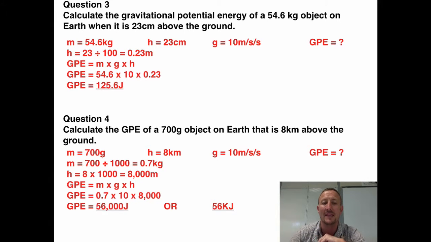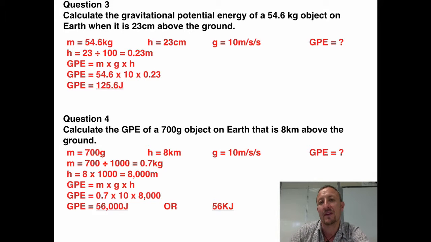Now I've got my mass in kilograms, I've got my height in meters, my acceleration due to gravity is always 10 meters per second on Earth, so I just substitute into my formula mgh. So I end up with 0.7, which is the mass, multiplied by the acceleration due to gravity on Earth, which is 10, times the height, which is 8,000 meters, so I get 56,000 joules. Well, this can be converted into 56 kilojoules.